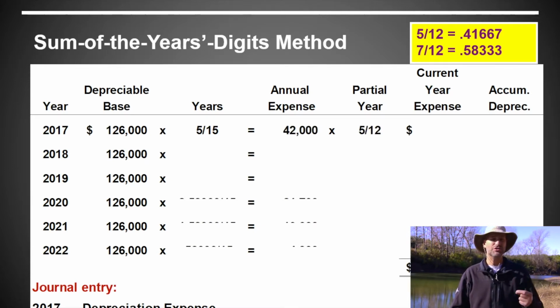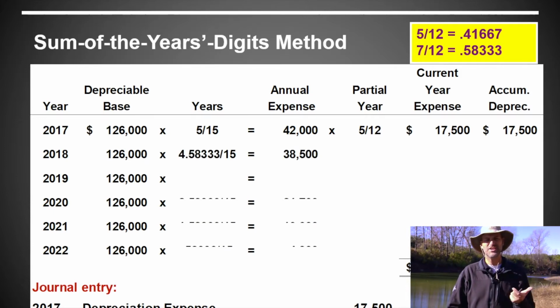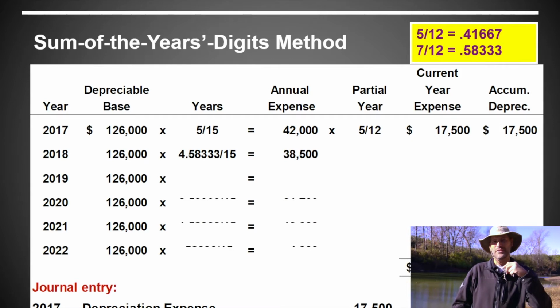Now, this is a partial year. For sum of the year's digits, or these declining balance methods, in the first year we're just going to take 5/12 of whatever the amount was supposed to be, which gives us a current year depreciation expense of $17,500. Now, we make our journal entry for depreciation expense: debit depreciation expense, credit accumulated depreciation. Okay, so then in the second year, if it was a full year, we would take 4/15. Now, we do have a partial year from the year before.